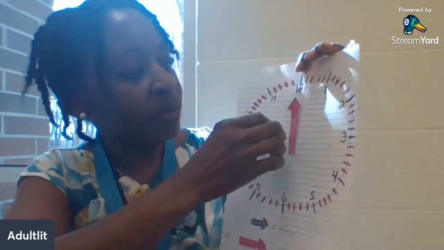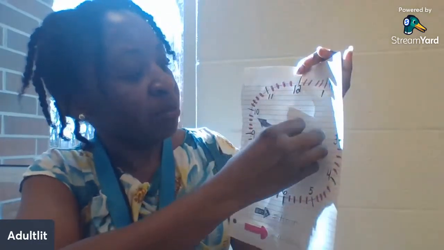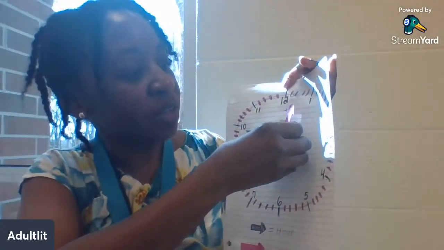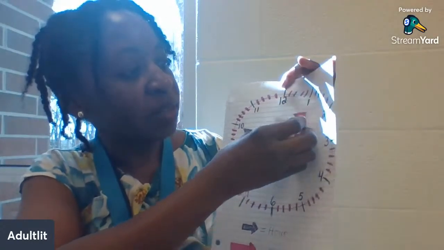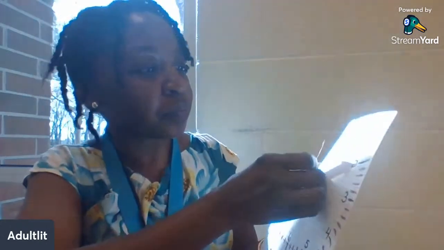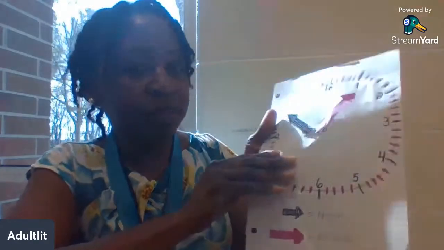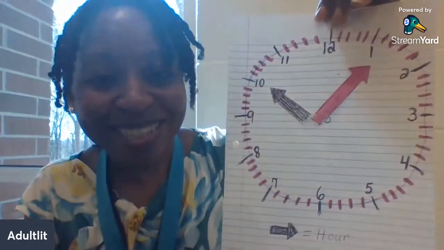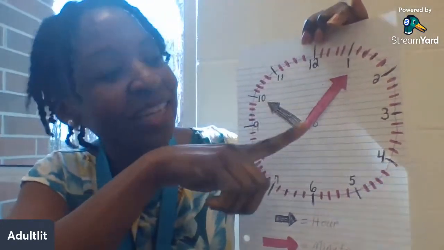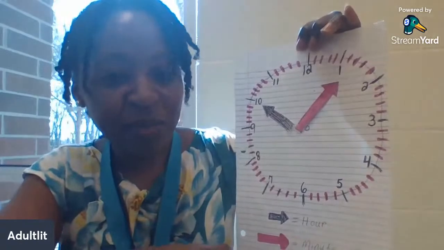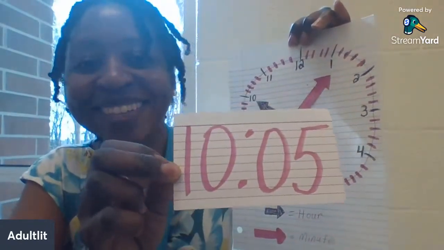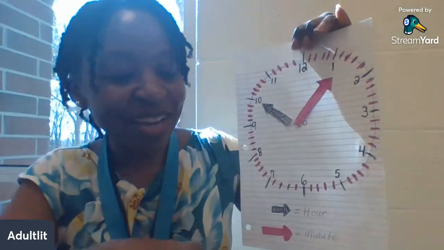Okay, so let's do, I'm going to keep the hour mark on the 10, and I'm going to turn the minute to the 1. Do it like this. So what time is it, class? It's 10, the hour is 10, and 5 minutes after is what? 10:05. Good job if you got that right.